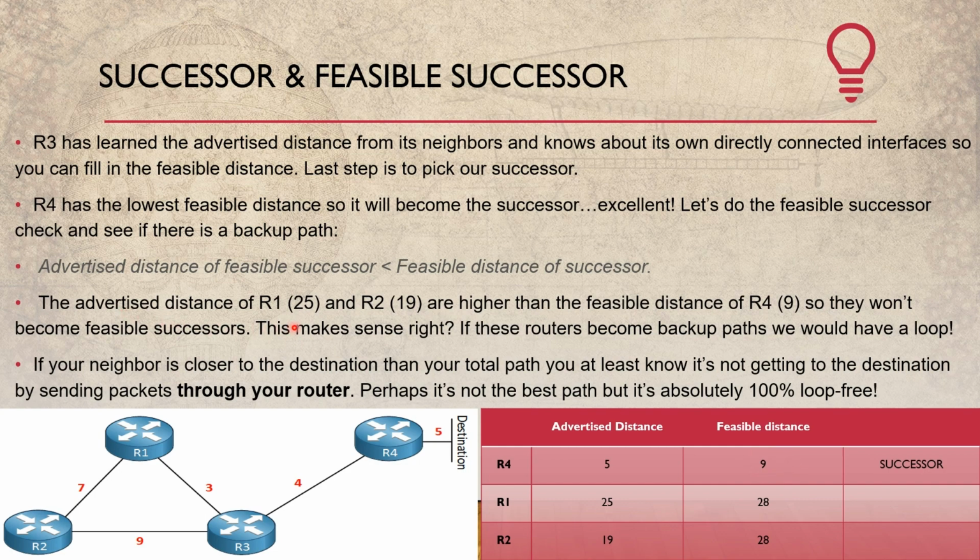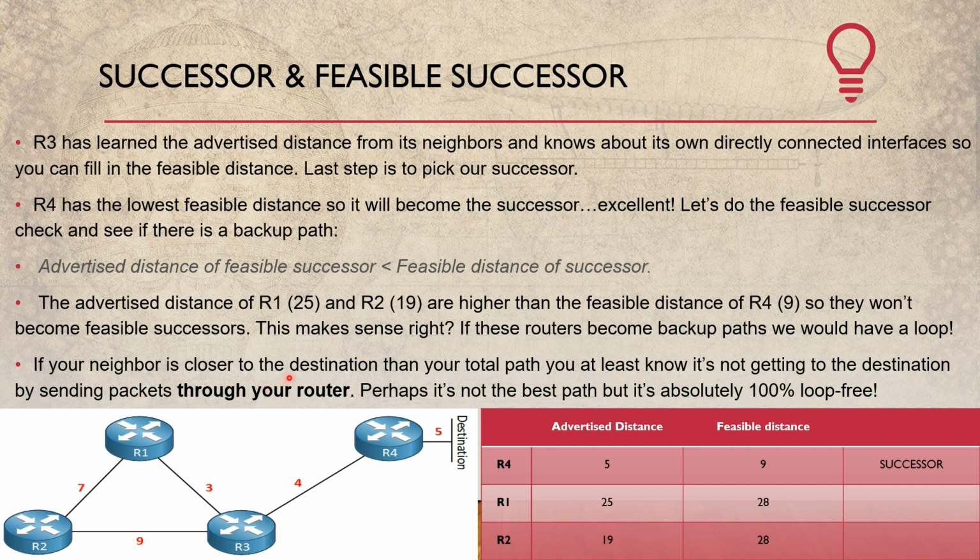The advertised distance of R1 is 25, correct? This one is already ruled out, as R4 became the successor. The remaining are these two. The advertised distance of R1 is 25, and the advertised distance of R2 is 19, both higher than the feasible distance of R4, which is 9. So neither will become a feasible successor. This makes sense. If these routers became a backup path, we would have a loop. If any of these routers became a backup path, it would become a loop. The traffic would flow here and here, again and again.